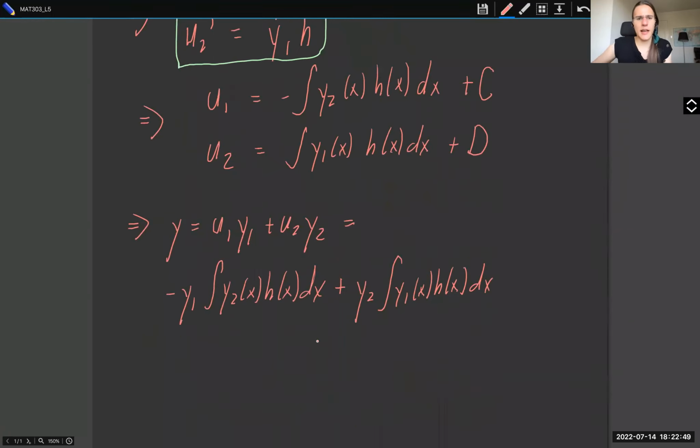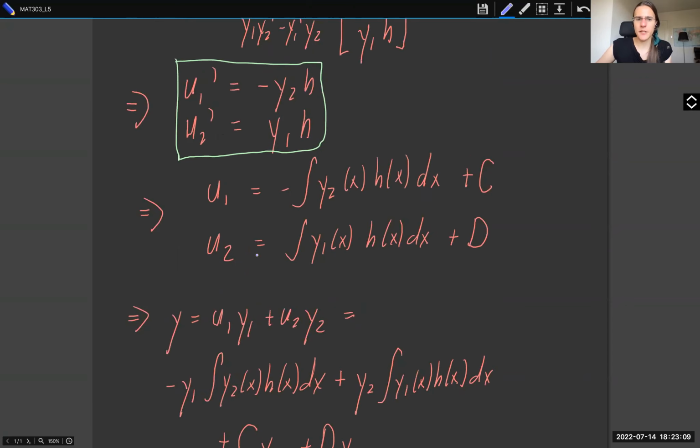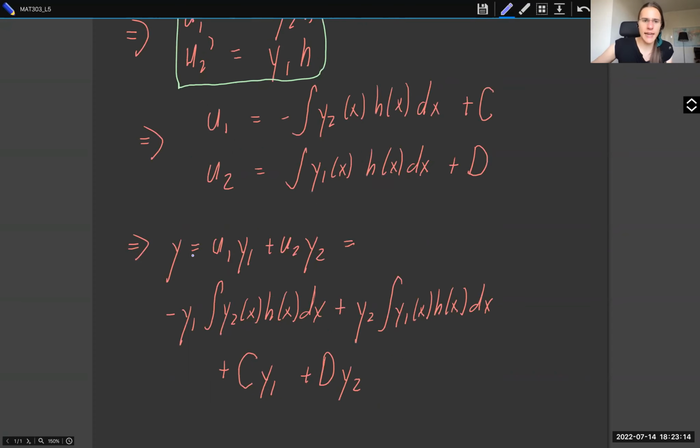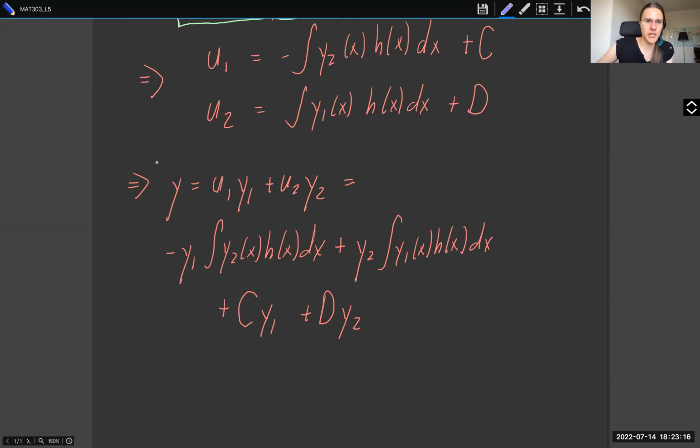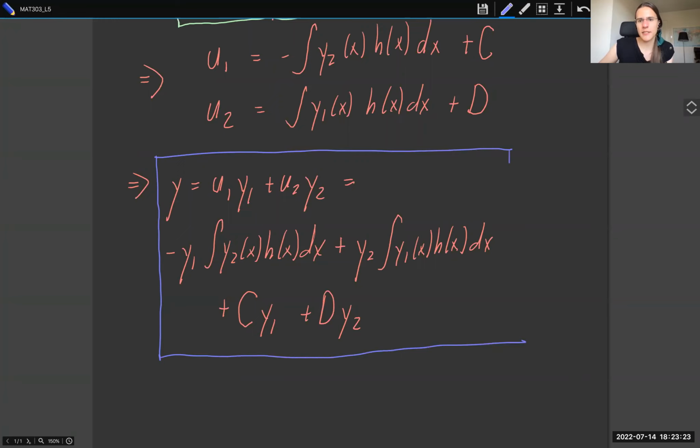And then let's look at what C and D give us. Then we get C times y1 plus D times y2. And this is very good because these are solutions of the homogeneous equation. So if we add any multiple of them, then the left-hand side of the differential equation sends them to 0. So in general, we can add any multiple of the solutions of the homogeneous equation to the inhomogeneous equation. So the constants exactly account for that.